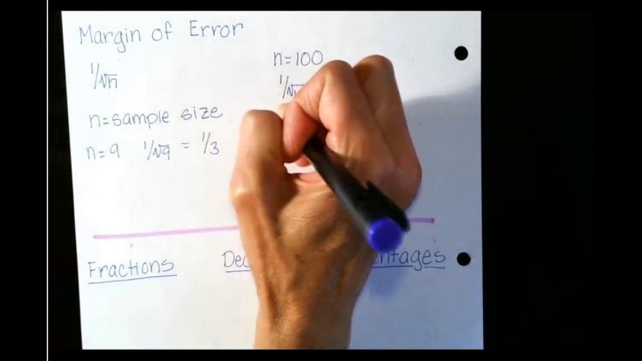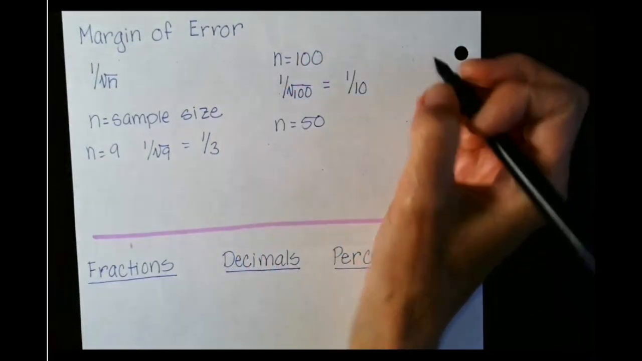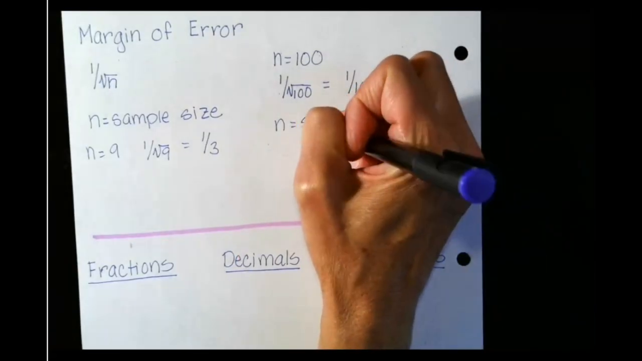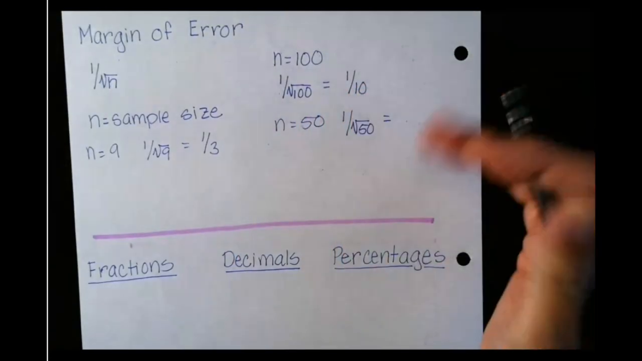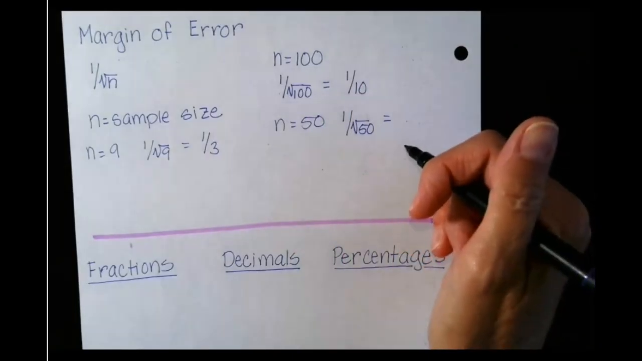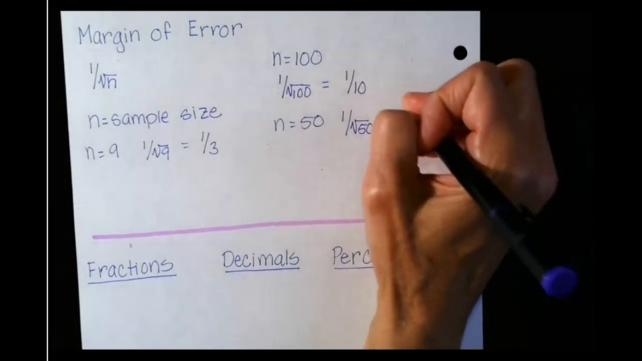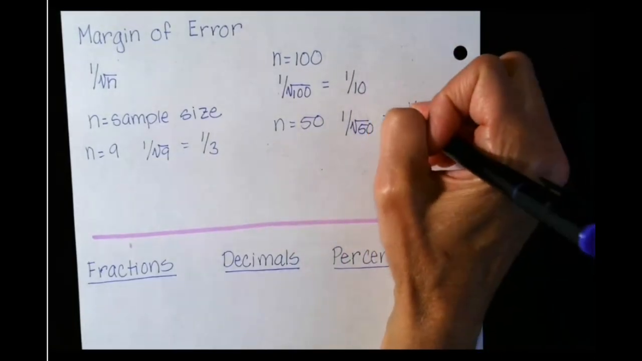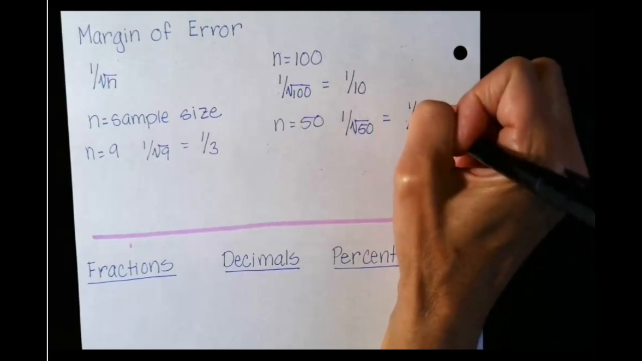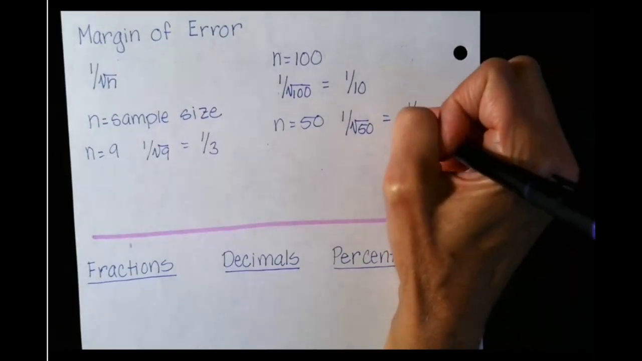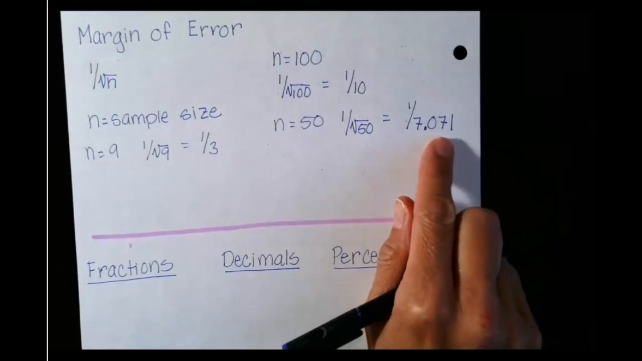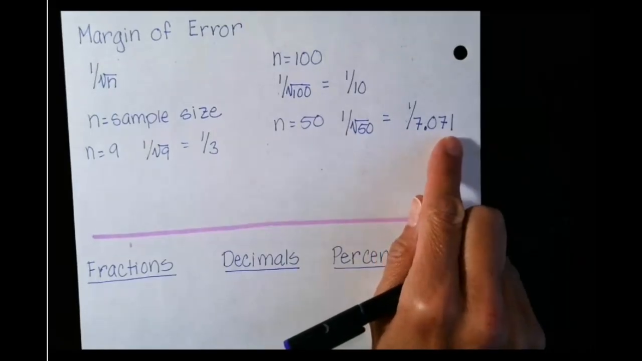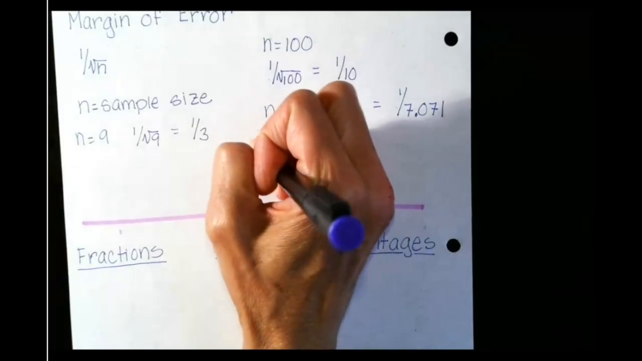So let's say that we have a sample size of 50. We would have, for our margin of error, 1 divided by the square root of 50, and we would just have to use our calculator to figure out the square root of 50. I did that ahead of time, so I know that it is 7.071. And I recommend for the majority of this semester that you always keep 3 digits to the right of the decimal.